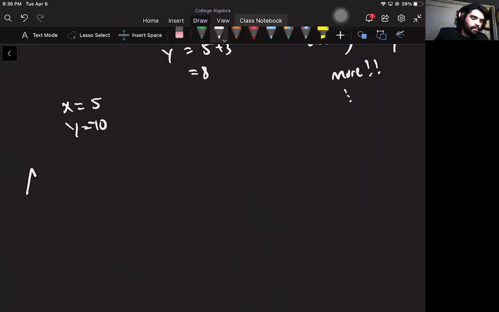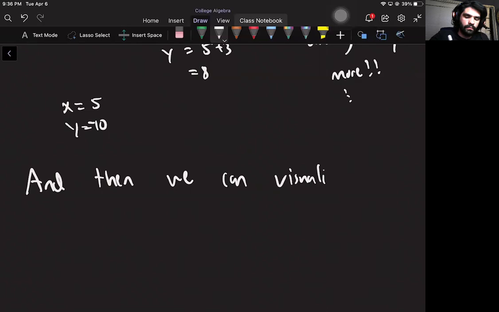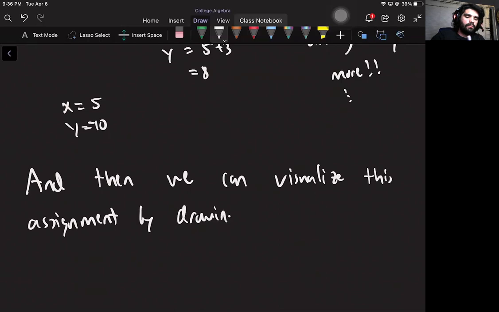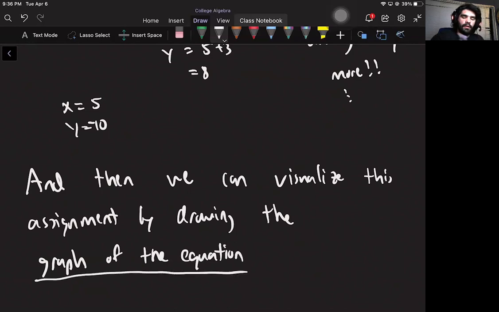And then after we have an equation which creates an assignment, we can visualize it even better. So we can visualize this assignment by drawing the graph of the equation. So if you have an equation, it creates an assignment, and it also creates a graph.